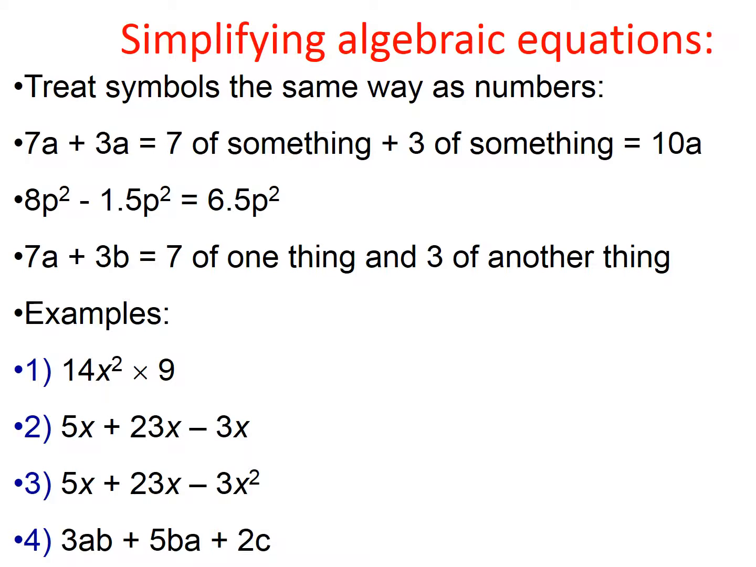Similarly for this one here, 5x and 23x, those are the same thing, so we can simplify those. Even though this is still an x here, because it's x squared, we can't add that in. So that would become 28x minus 3x squared. Hopefully that all made sense.